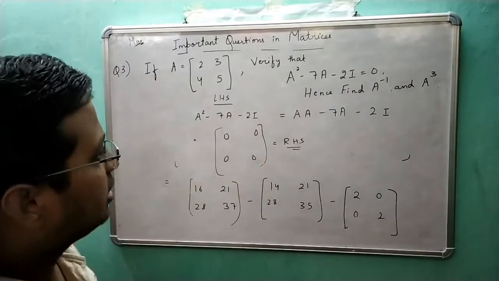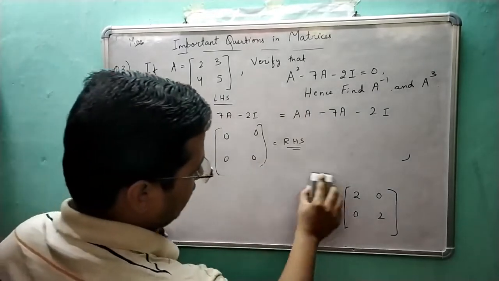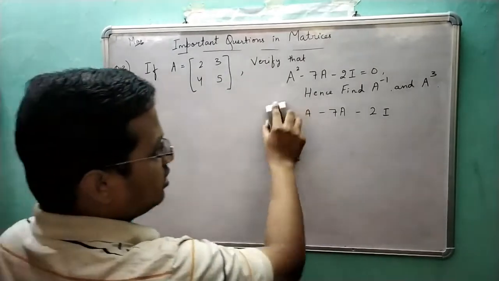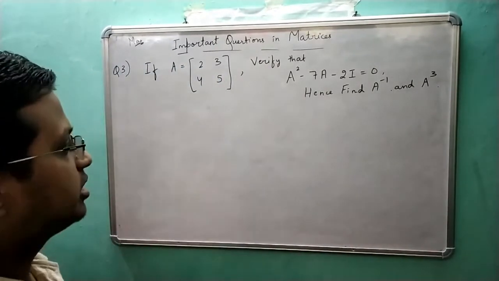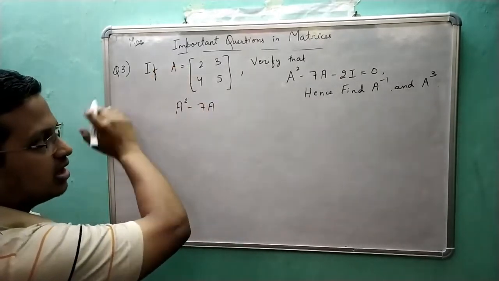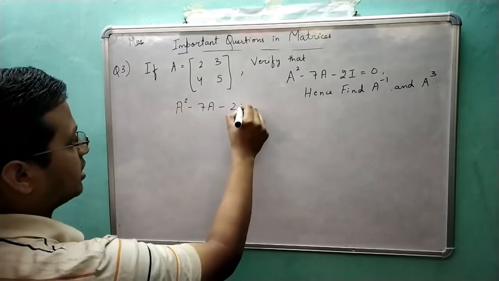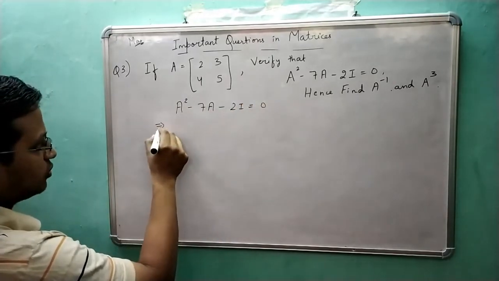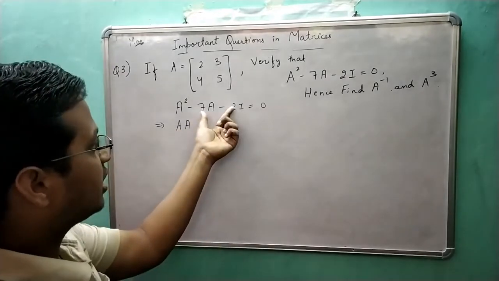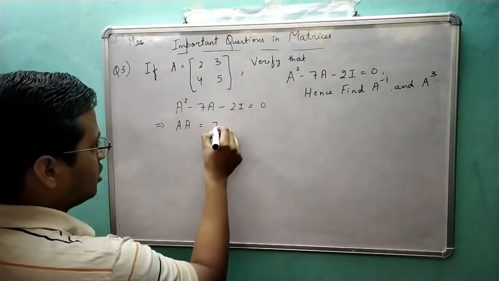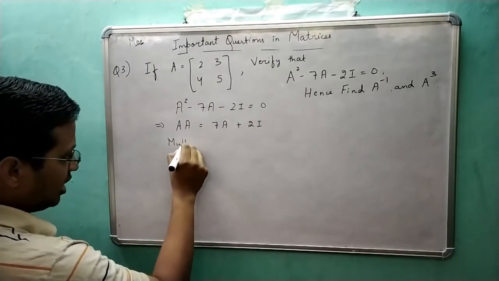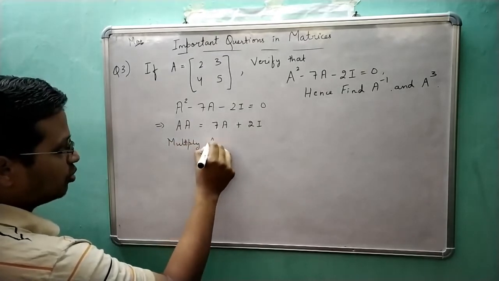Now using that equation, we have to find the value of A inverse. So what you have to do is, you have to remember this step here. With practice, you can remember. Don't find A inverse directly. You have to follow this method. So let us do something. So A square, meaning A into A, is equal to, let us take 7A and 2I to the RHS, so 7A plus 2I. Now let us multiply A inverse to both the sides.